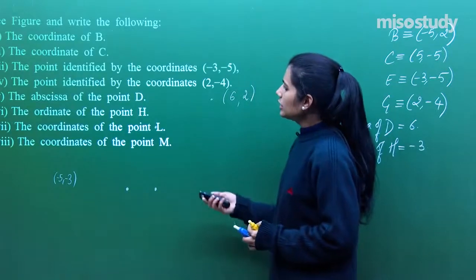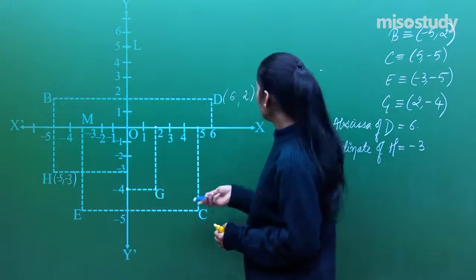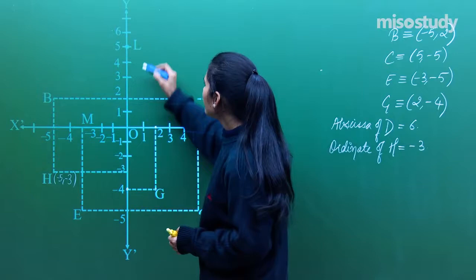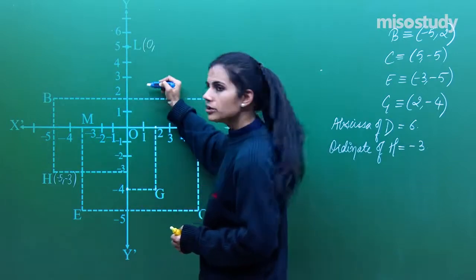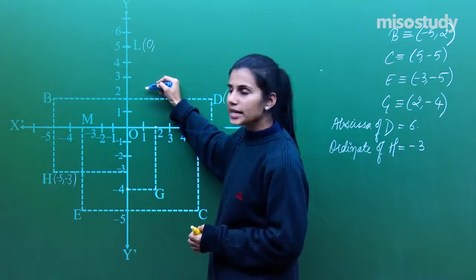Next is coordinates of point L. Where is point L? This is point L. Point L first of all is lying on the y-axis, so its x coordinate is 0. What is its y coordinate? Y coordinate is the distance of the point from the x-axis.